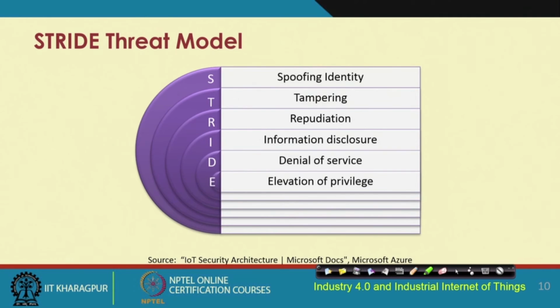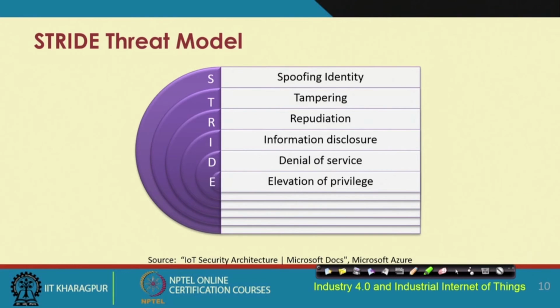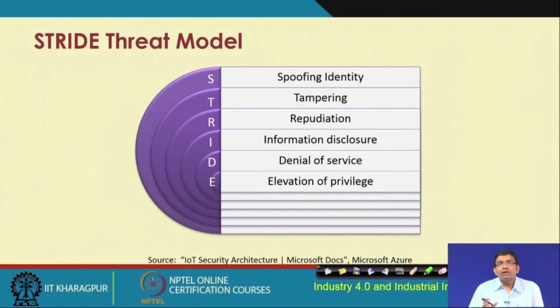So, STRIDE is this threat model. S stands for spoofing identity. So, basically somebody will be trying to act like a genuine user and will try to spoof in. So, that is the spoofing identity. The identity of a genuine user will be somehow hacked and somebody will be trying to pose as a legitimate user, that is the spoofing identity. Second is tampering.